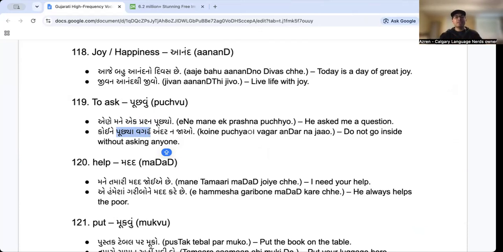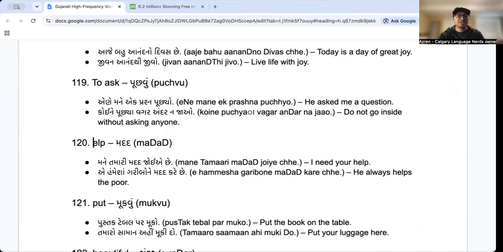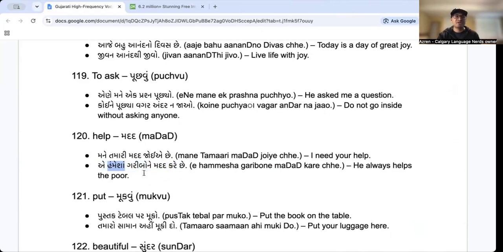Okay. Next one here is to help as a verb, which is madad. Let's just leave help like that, madad. Usually you're going to have madad plus the verb karvu if it's a verb. For example, the second one: e hamesha garibone madad kare che. You do the help, right? So he always does the help for the poor. E hamesha is the word for always. Garibo is poor people. So hamesha garibone, to the poor people. Madad kare che. He helps them or she helps them.